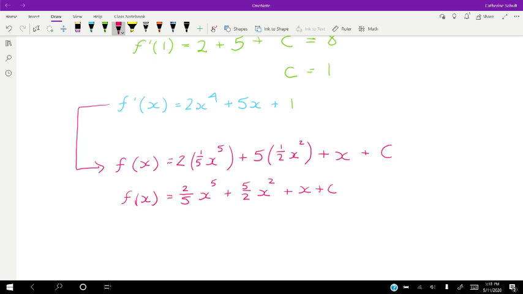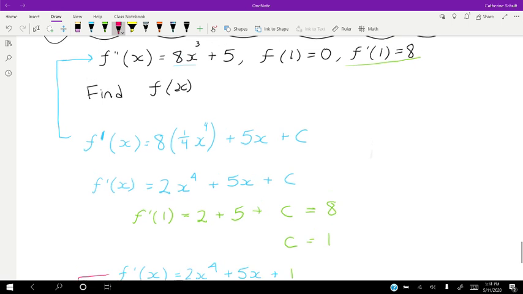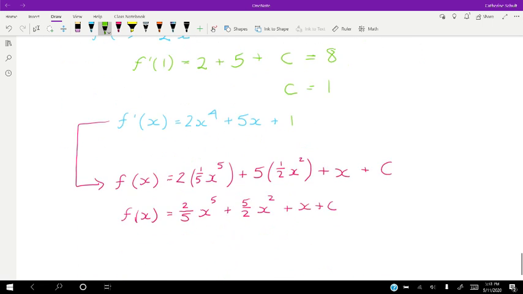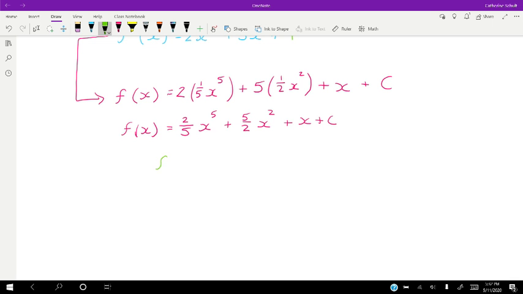to f prime. All right, and then the last piece of information we have is that f of 1 is equal to 0. So let's use that. F of 1, so it'll be 2/5 plus 5/2 plus 1 plus c equals 0. Okay, so we have to add 2/5 plus 5/2 plus 1 plus c equals 0.